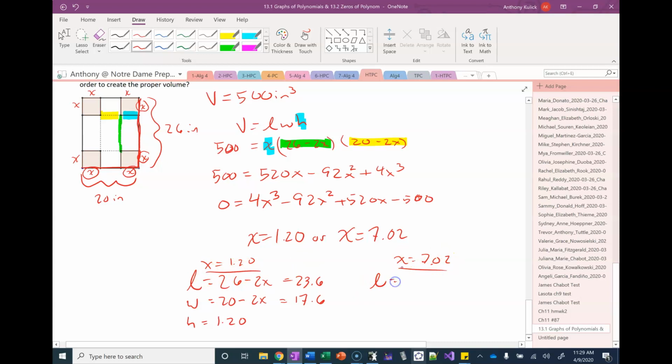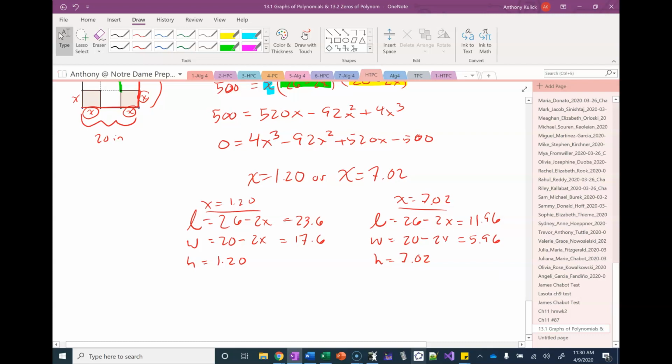If we pick the other dimension, the length is 26 minus 2x, so that comes out to be 11.96. The width is 20 minus 2x, so that's 5.96. And the height is 7.02.